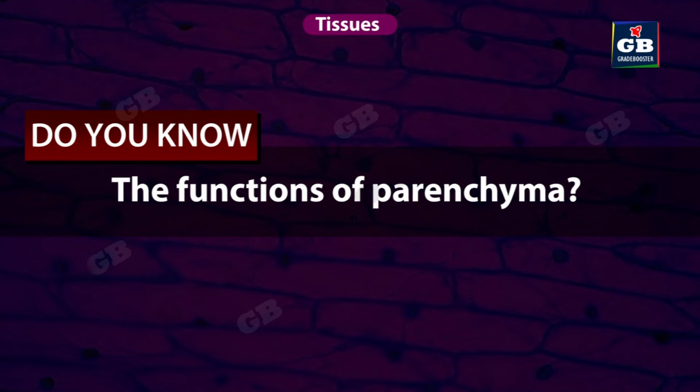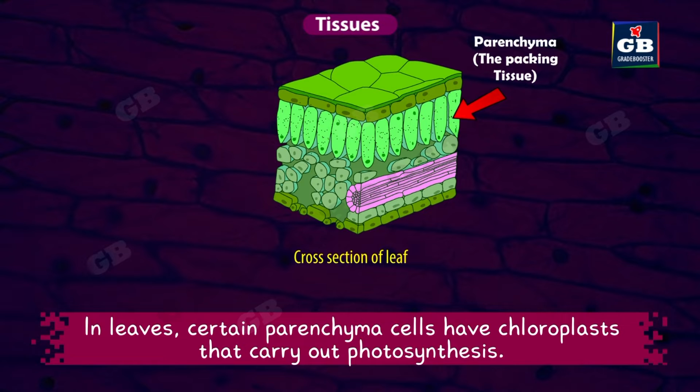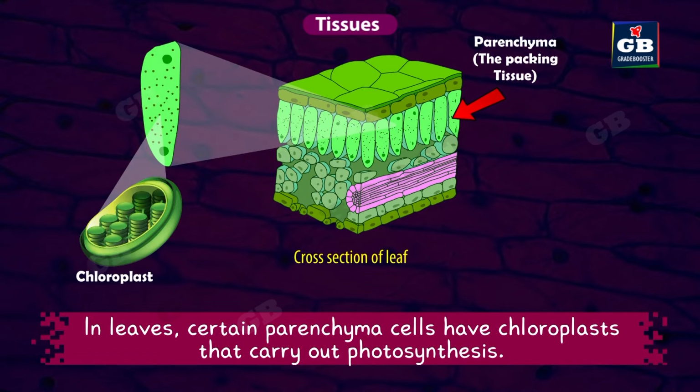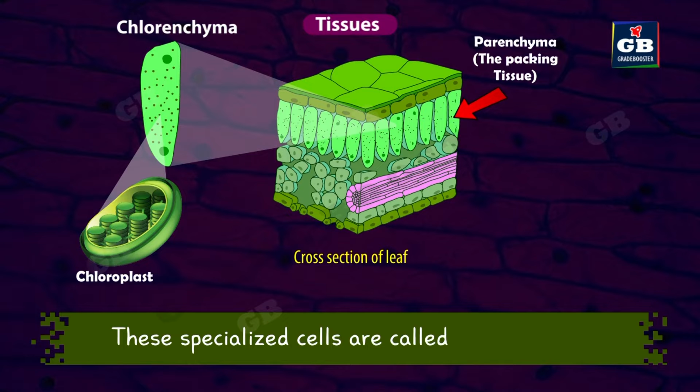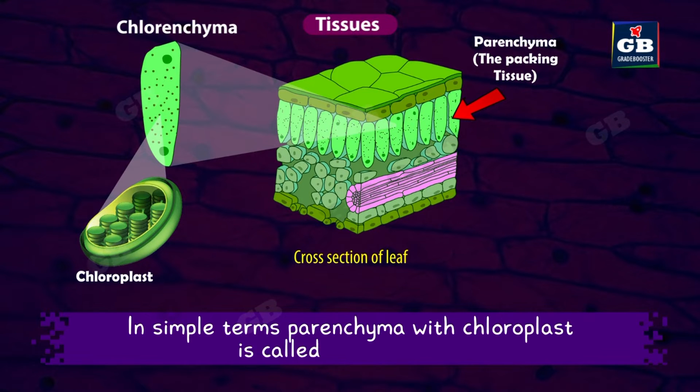Do you know the functions of parenchyma? In leaves, certain parenchyma cells have chloroplasts that carry out photosynthesis. These specialized cells are called chlorenchyma. In simple terms, parenchyma with chloroplast is called chlorenchyma.